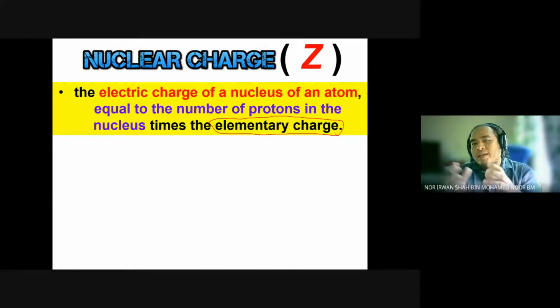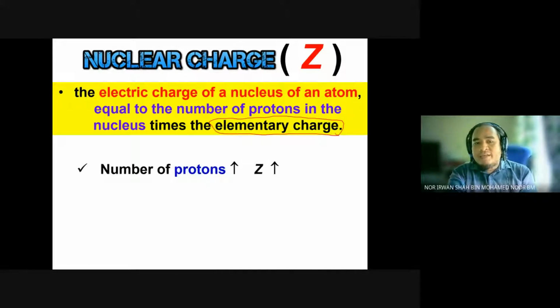Kan, positive charge. Jadi sebab itu nuclear charge ataupun Z ni guys, kita boleh samakan dia dengan proton number. Kan, sebab tu kalau you guys perasan, proton number juga dia menggunakan simbol Z. So actually, kita boleh katakan kat sini, nuclear charge related to number of protons ataupun proton number. Jadi for example, so let's say the number of protons increase, same goes to Z. So Z juga akan increase. Why? Because Z ini dia actually bergantung kepada the number of protons in the nucleus of an atom.